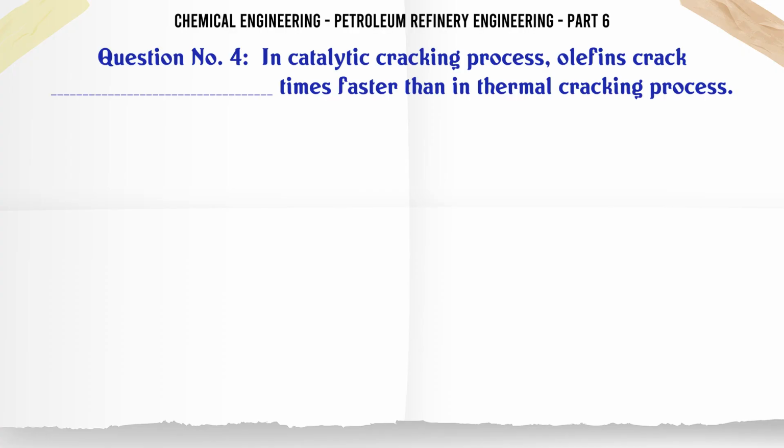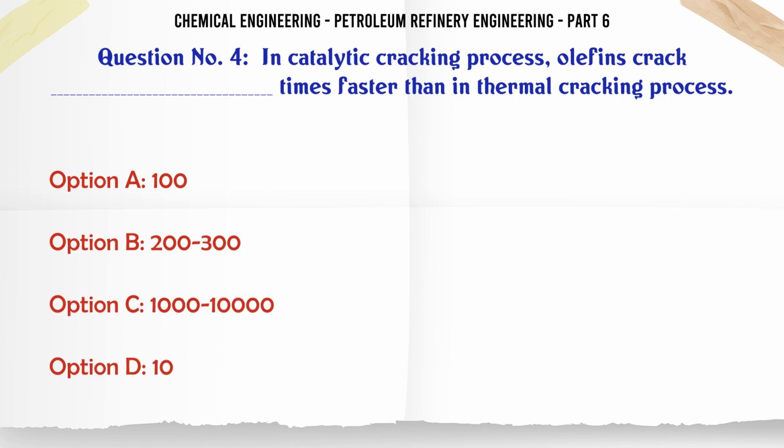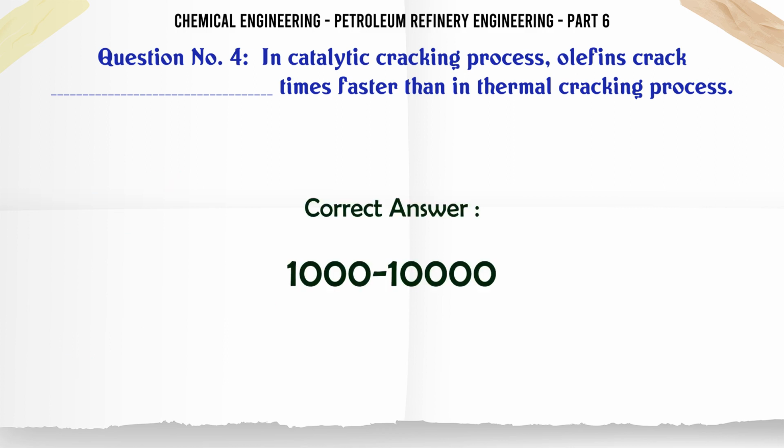In catalytic cracking process, olefins crack times faster than in thermal cracking process. A. 100. B. 200 300. C. 1000. 10000. D. 10. The correct answer is 1000.